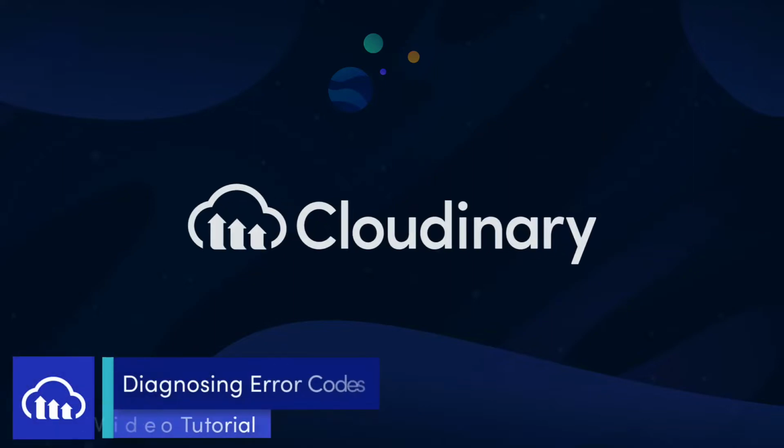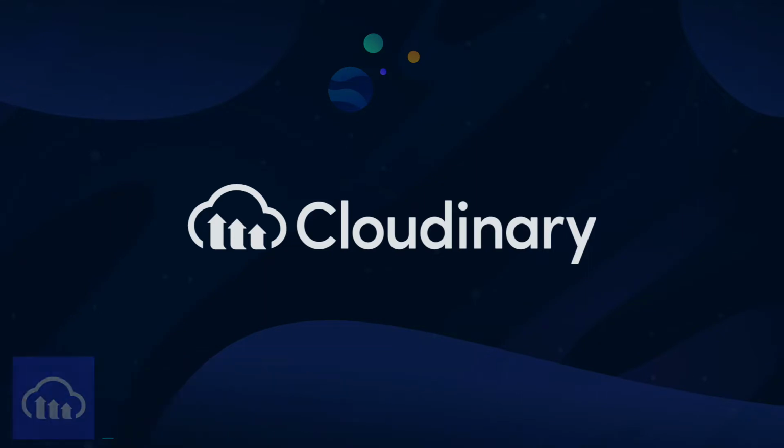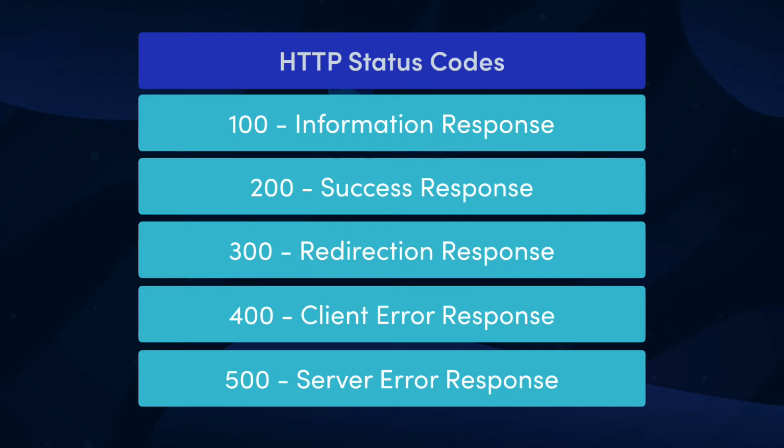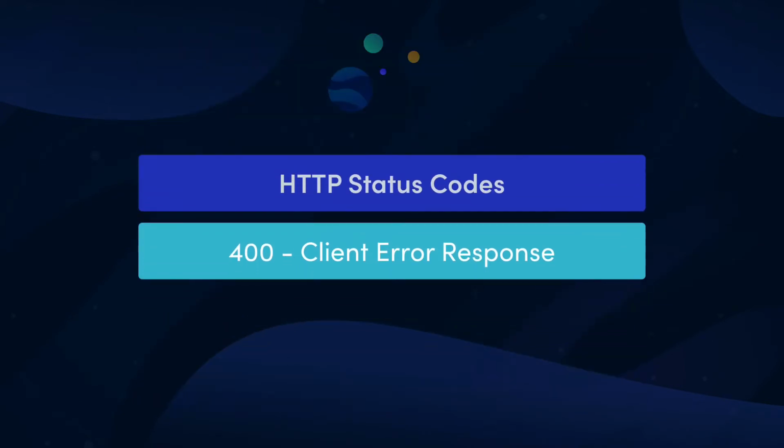Let's learn how to diagnose and resolve some of the most common errors you may encounter while delivering media using Cloudinary. The first way you'll know you're running into an error is you'll be shown a 3-digit HTTP status code starting with a 4. This means the error is coming from the client side.